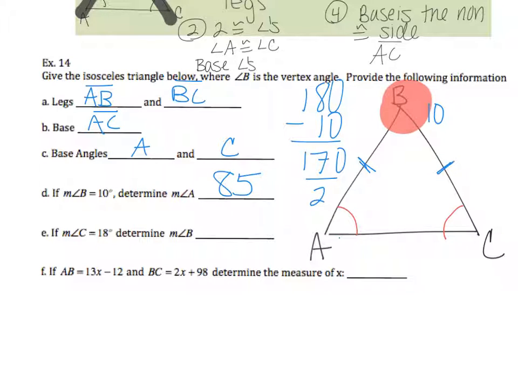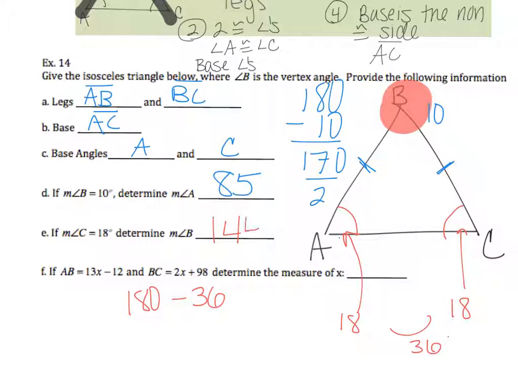Okay, now in letter E, it says if angle C equals 18, so if this guy equals 18, that means angle A also equals 18, because those are congruent. So together that takes up 36 degrees of my triangle. To find the remaining one, I'm going to take 180 minus 36, and that's going to give me 144.